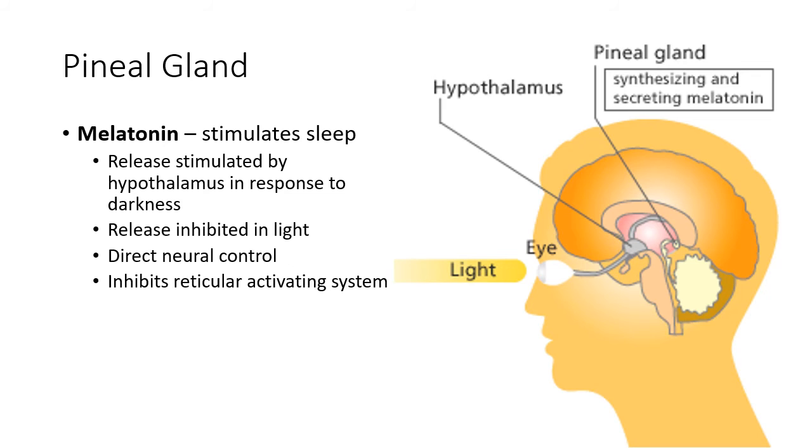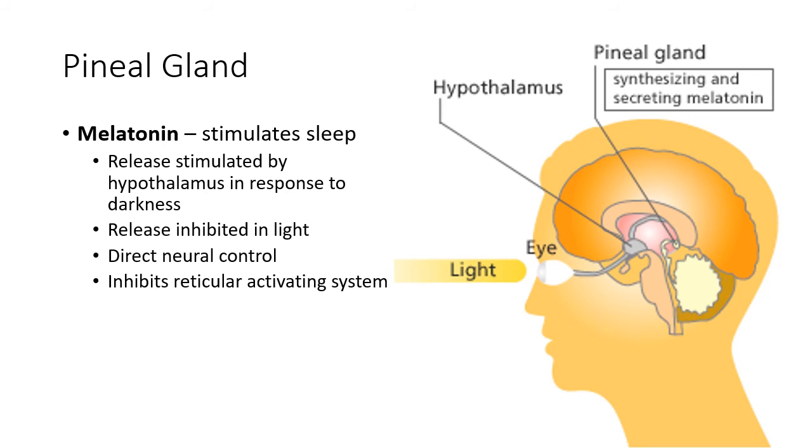The hypothalamus controls the release of melatonin from the pineal gland, and if you remember, in the hypothalamus you have your master clock. That master clock is getting input from light from the eyes. So some of the visual information from your eyes is going through the thalamus to the visual cortex, but some of that information is also just going straight into the hypothalamus to the master clock. So the master clock can know if it's light or not, if it's night or day.